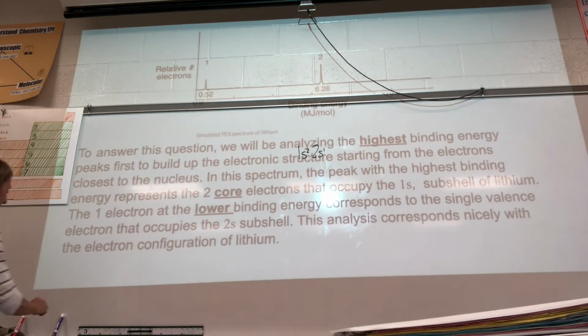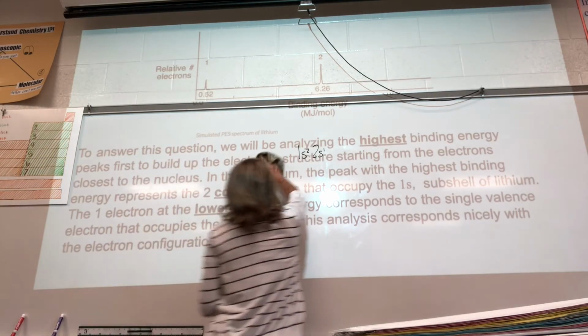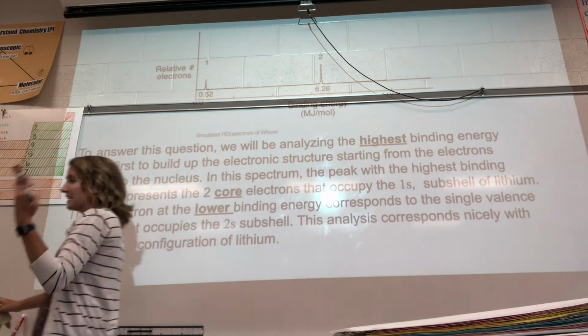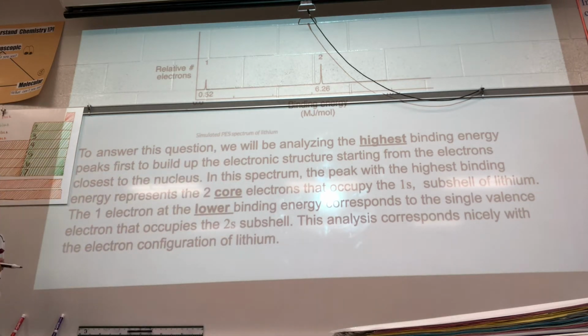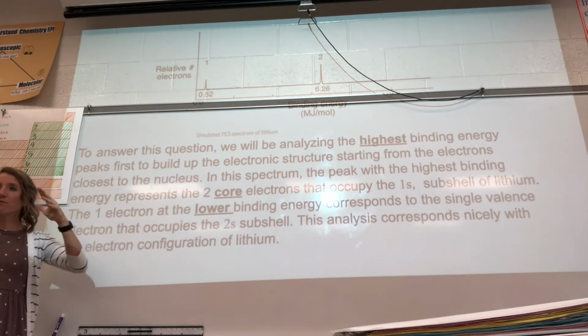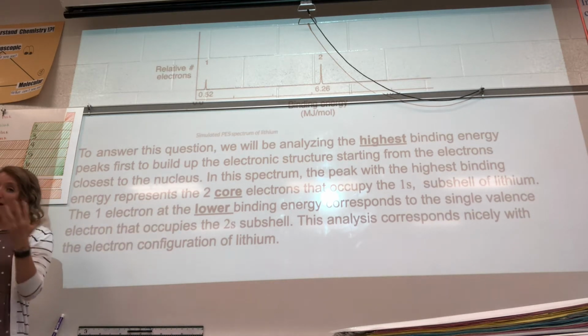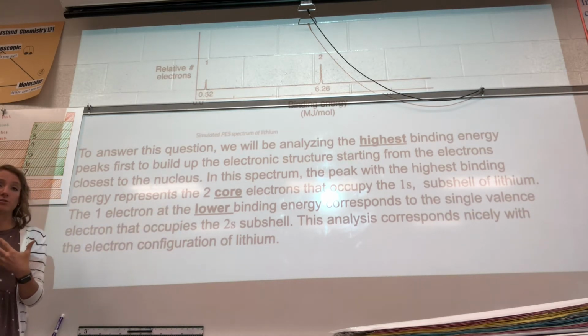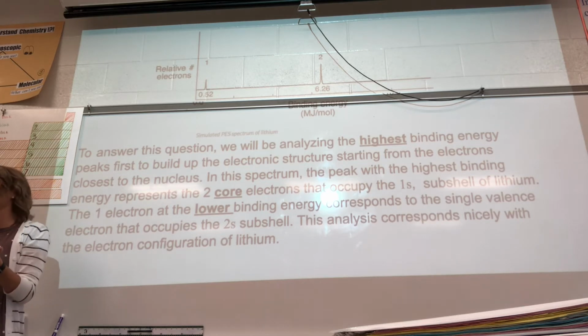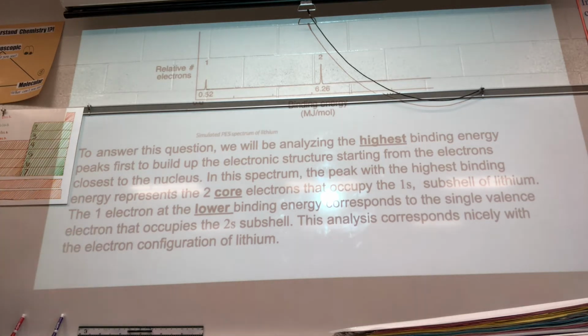Okay, so once again, the key thing is you're looking for the one with the highest binding energy, and that's where you start the build. And then you can label it, and by the peak size, we can identify how many electrons are in that particular orbital. The lower the binding energy, the farther away the electrons are, and most of the time that's referring to their valence electrons, and why they're willing to give them away is because their binding energy is so low.